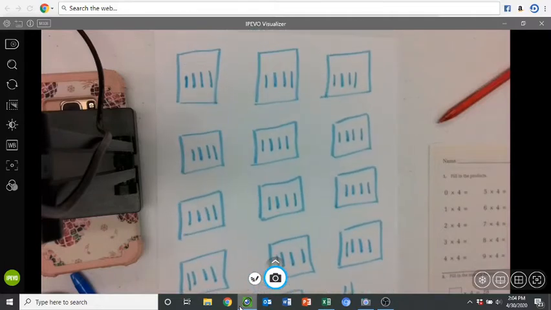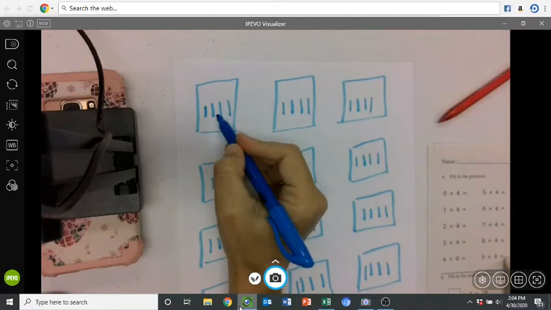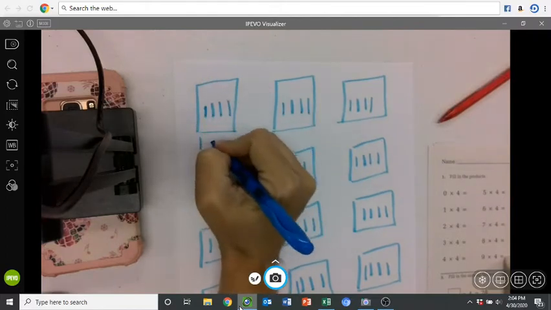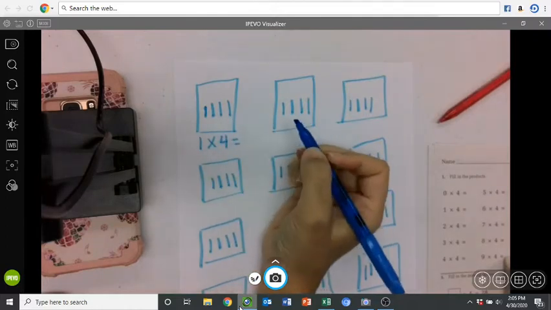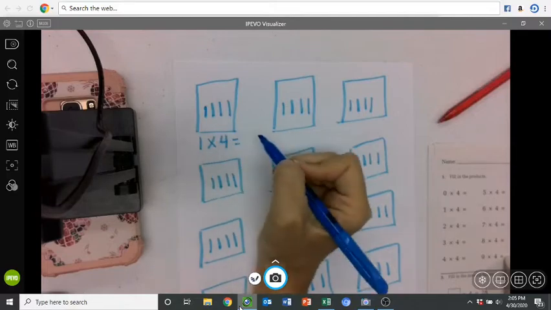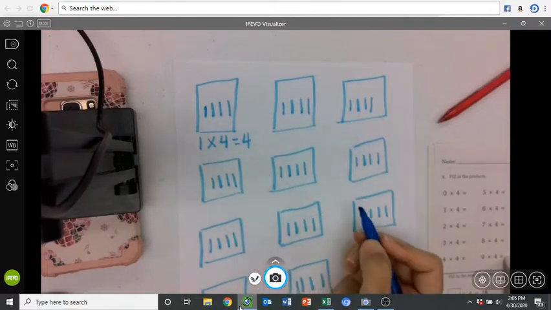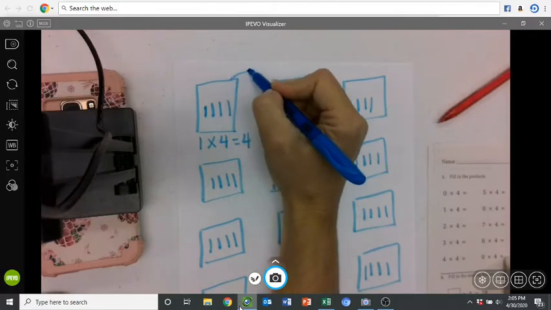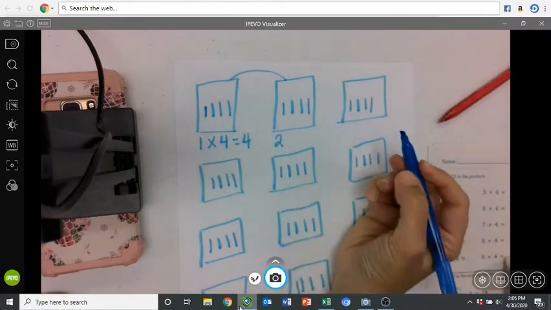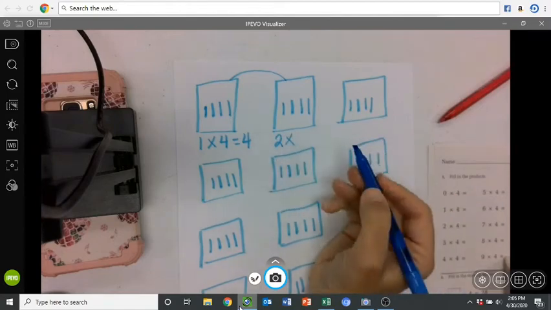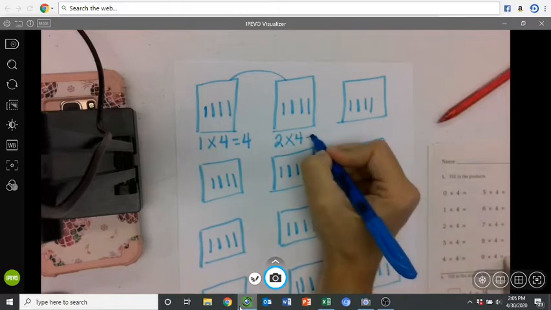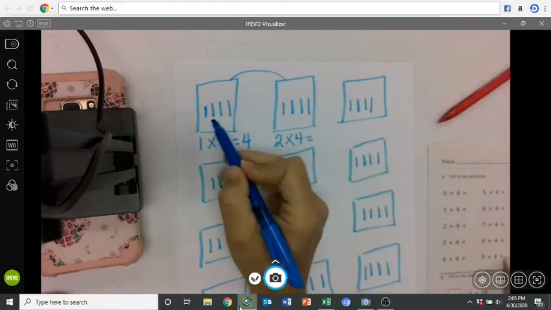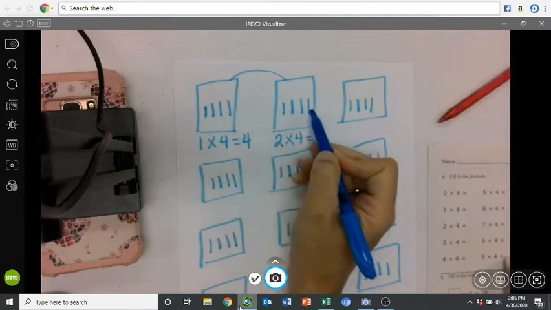Now, let's go back to using this example to help us learn our multiplication facts by 4. I have one group times 4 equals what? How many do I have? I have 4. All right, let's look at this. Now I want to put these two together. I have 2 groups times, they each have how many? 4, which equals how many? 1, 2, 3, 4, 5, 6, 7, 8.